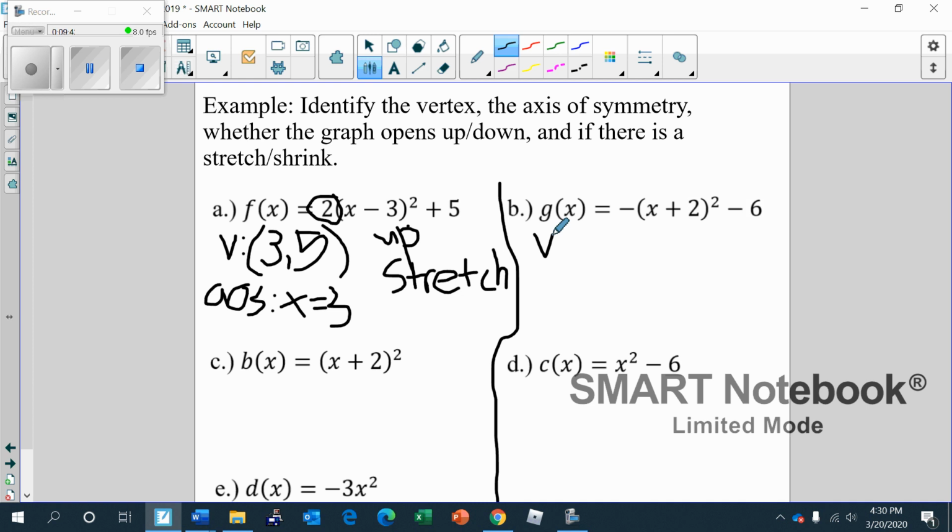Our vertex, again labeled by the V, is going to be (-2, -6). That's our vertex. All of the x is always opposite. So whatever's with the x, if it's inside the parentheses, it's going to be the opposite. We know our axis of symmetry, I'm not going to write it every time, is going to be x equals -2. We're going to say it opens what? It's going to open down this time because of that negative in front.